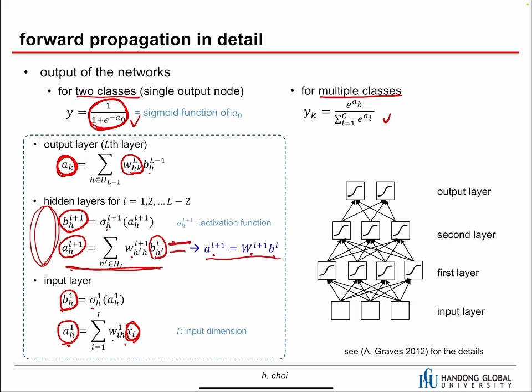Okay, so the propagation is not that complicated. In neural networks, the subscript and the superscript might be confusing, but the equation itself is not that complicated. Just the matrix multiplied by the vector, the addition, and applying the nonlinear function. That's it.